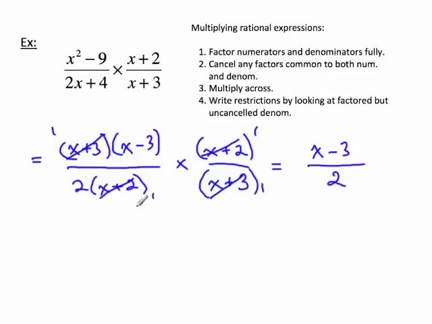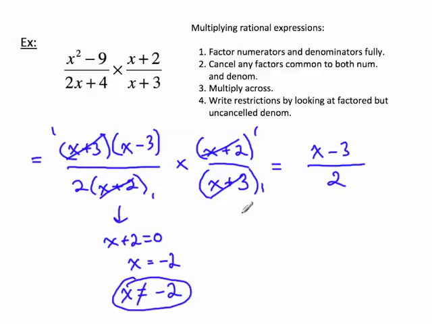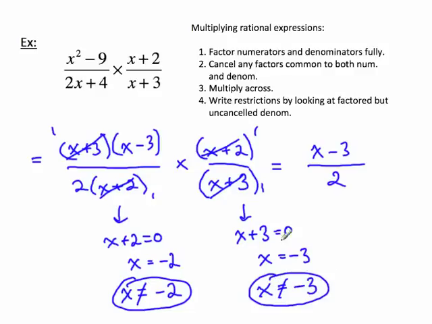So what would make the denominator 0? Well, from here, if x plus 2 were equal to 0, in other words, solving for x, if x was equal to negative 2, this would become 0, which would make that denominator 0. So we can't allow that. Therefore, we have to state the restriction that x cannot be equal to negative 2. Similarly over here, if x plus 3 were equal to 0, that denominator would be 0, and that would occur when x was equal to negative 3. So we can't allow that. Therefore, x cannot be equal to negative 3. So the restrictions, which we got from looking at the fully factored but uncancelled denominator, are x cannot be equal to negative 2 and x cannot be equal to negative 3.